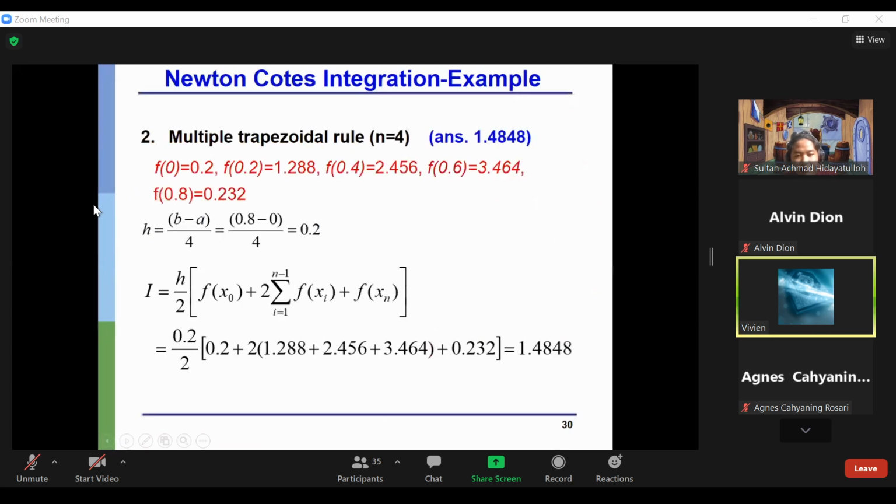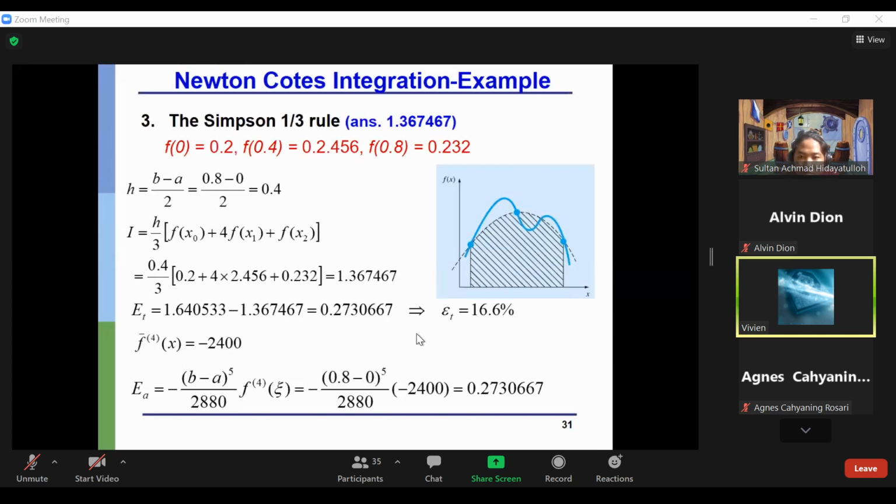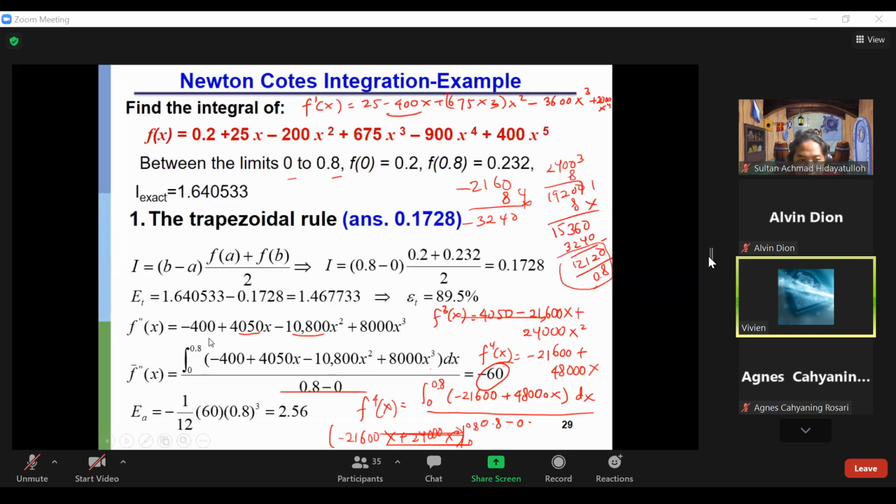But yeah, I will check again why the value is not similar to the calculation. So I will check that again. Okay, I will make note on that.